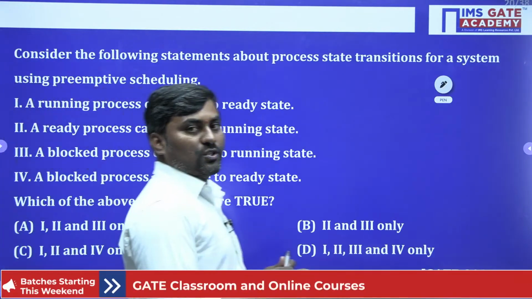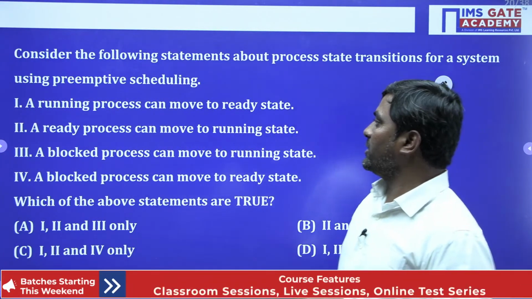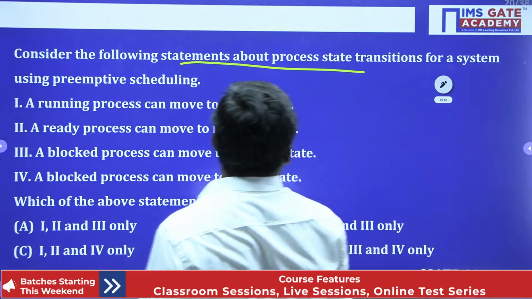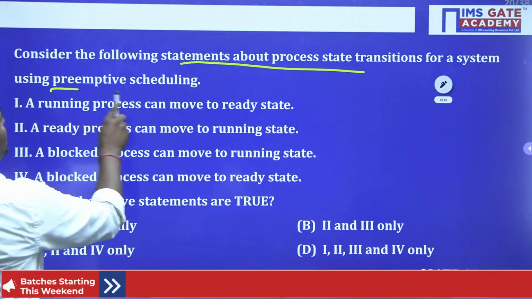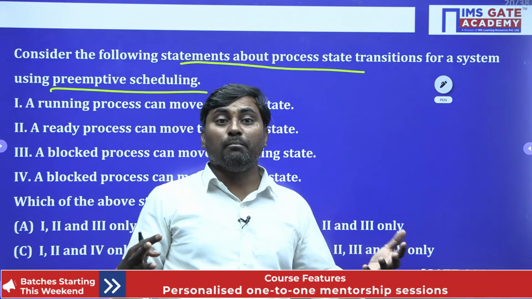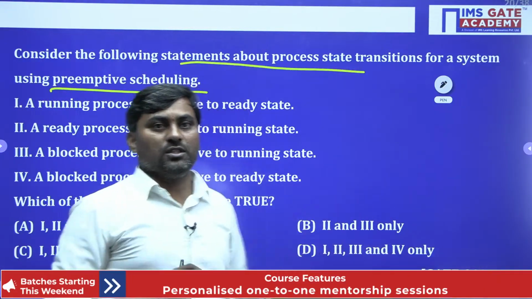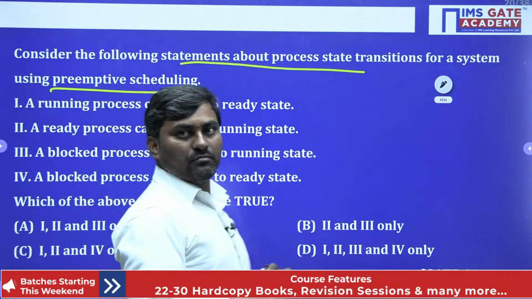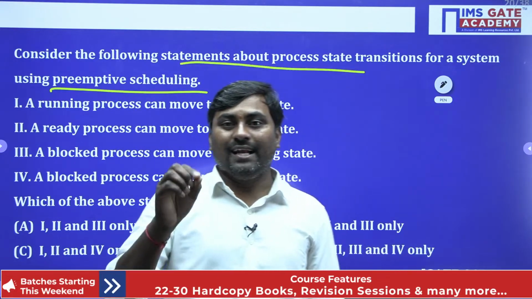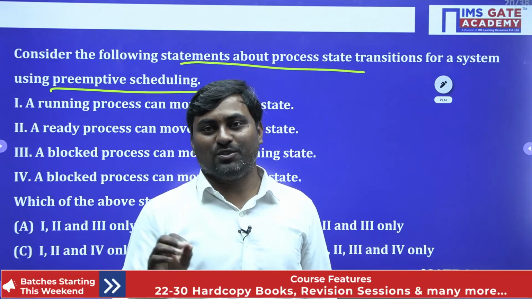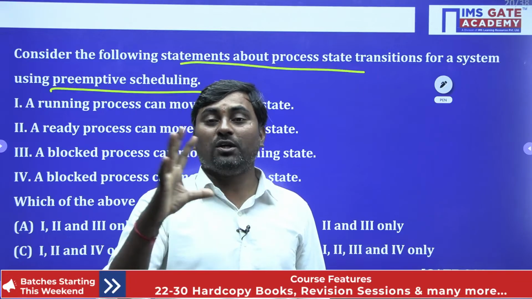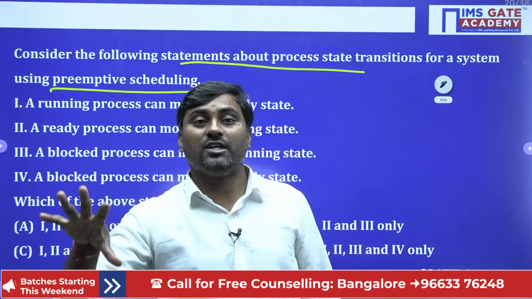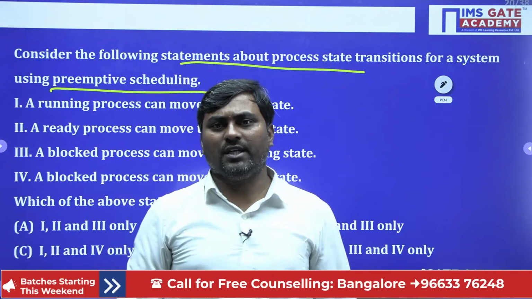Next question, an interesting question, purely on the process state transition diagram. Consider the following statements about process state transitions for a system using preemptive scheduling. Preemptive scheduling, multi-programmed with preemptive things. Statement 1: a running process can move to the ready state. Is it true? In the last session I discussed the possible transitions from the process state transition diagram. Based on that you can answer it.